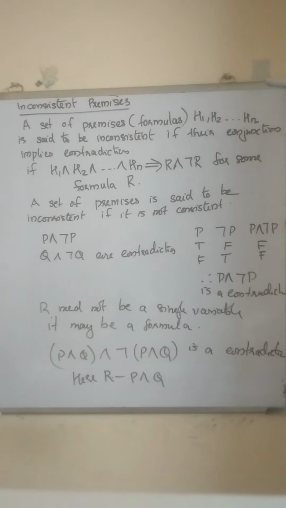So if the set of premises is inconsistent, it means the conjunction of all the premises becomes a contradiction. Then the premises are called inconsistent premises.